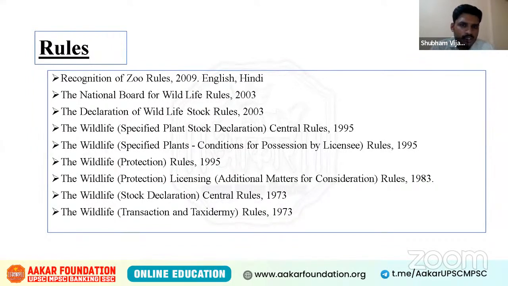Recognition of Zoo Rules 2009, which came in both Hindi and English. National Board for Wildlife Rules 2003, Declaration of Wildlife Stock Rules 2003 again. The next ones come under wildlife only, so we'll take the different names that have come. In the wildlife, Specified Plant Stock Declaration Central Rules came in 1995. Then Specified Plants Conditions for Possession by License Rules 1995, Protection Rules 1995, additional matters for consideration 1983, Stock Declaration Central Rules 1973, Transaction and Taxidermy Rules 1973.